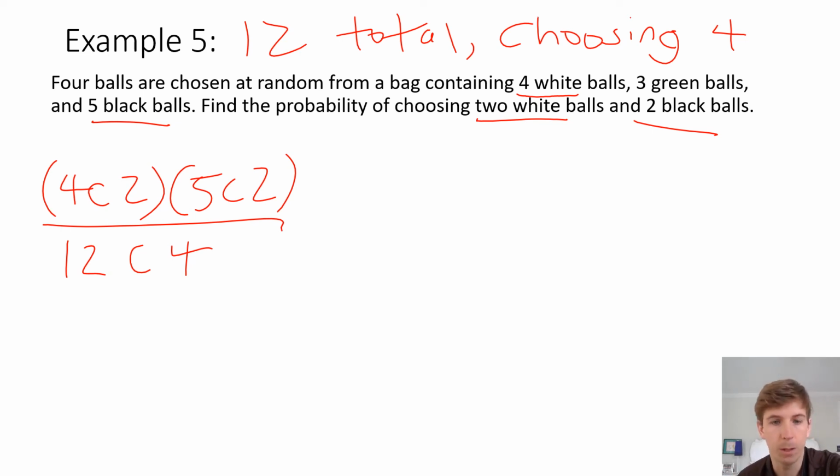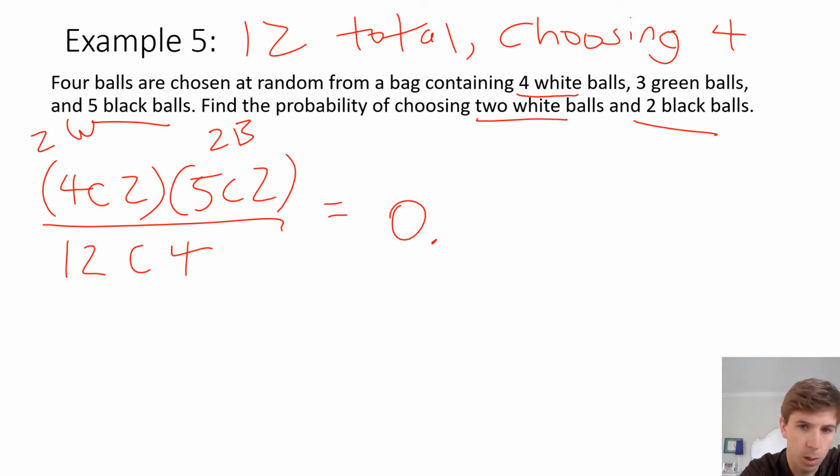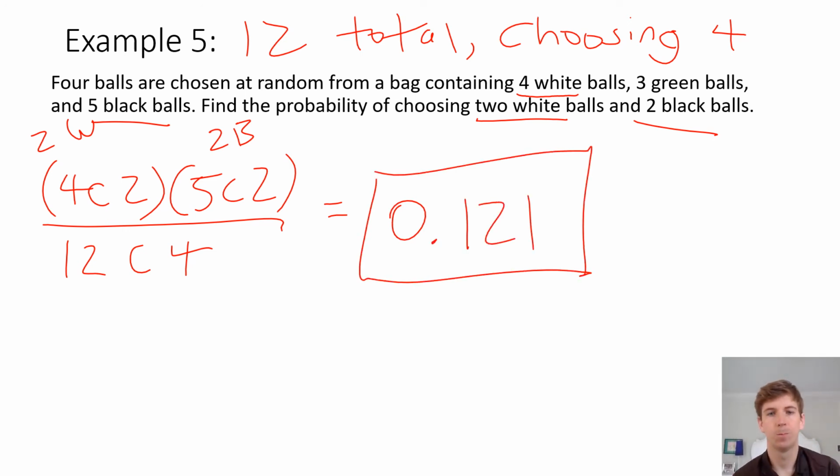All right, we picked our 4 balls. We picked the 2 white and the 2 black. So this is for the 2 white, this is for the 2 black. So multiplying that out with the calculator, you'll get 0.121. All right, that's all, folks.